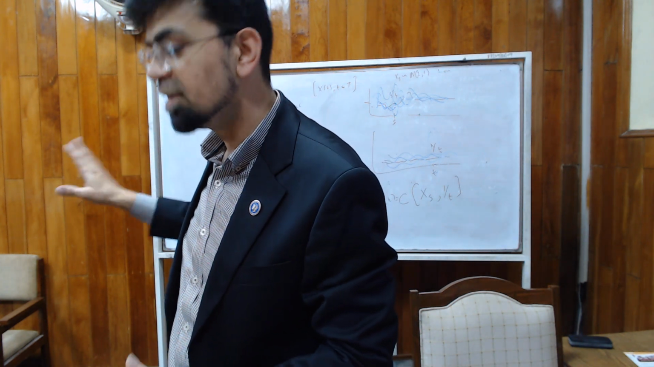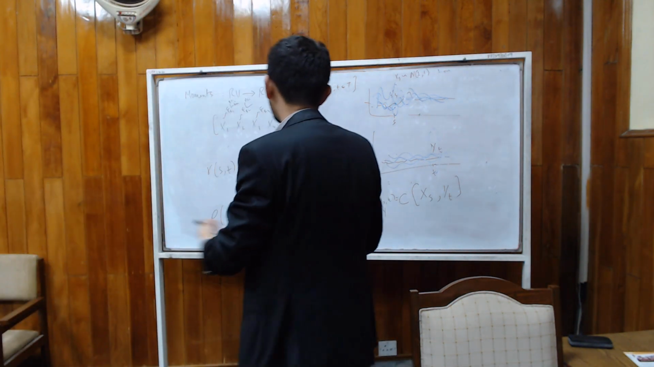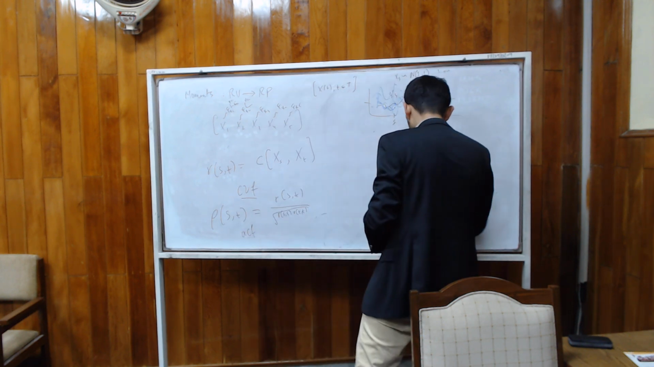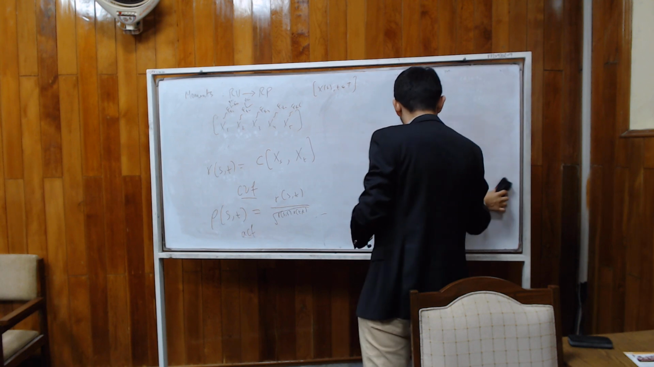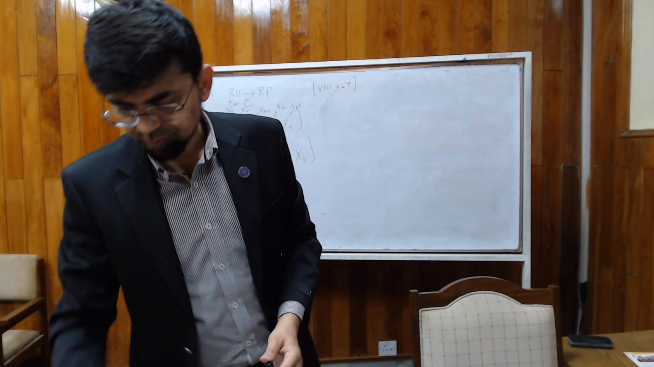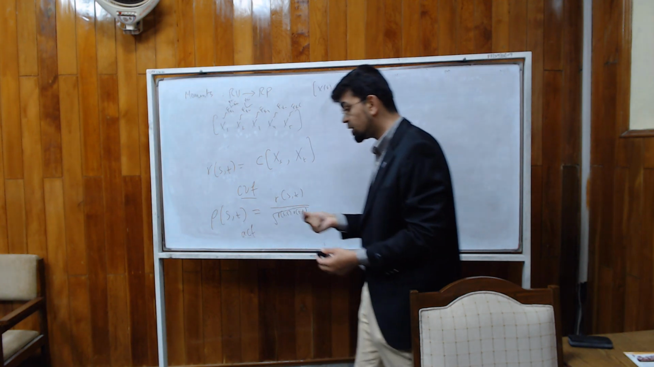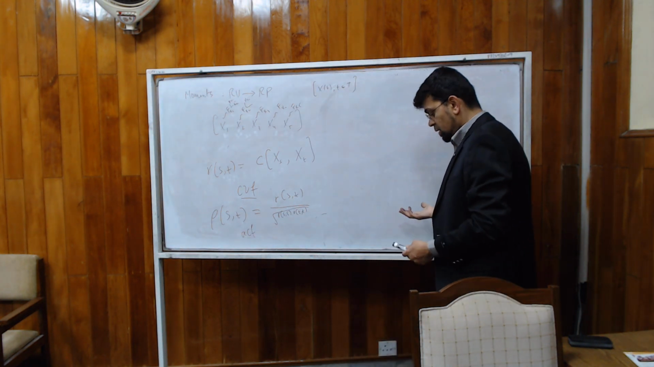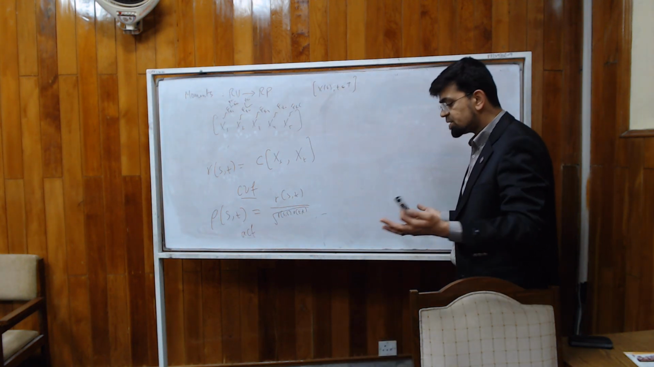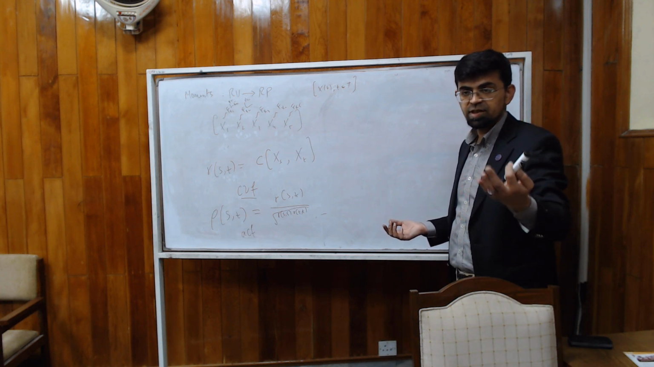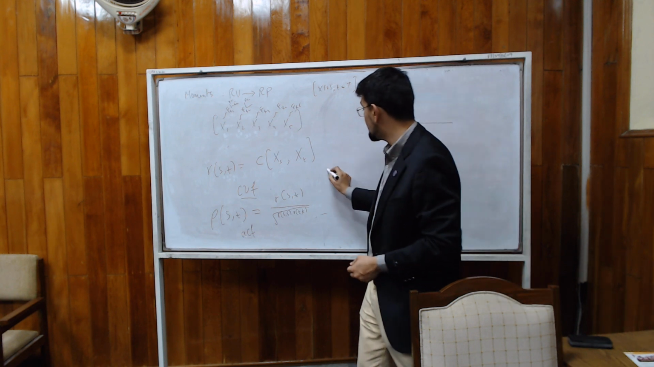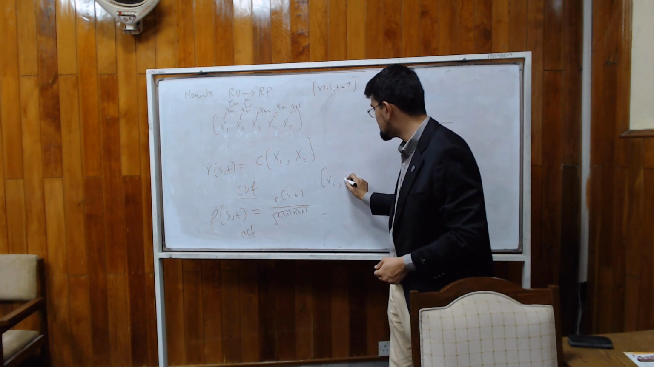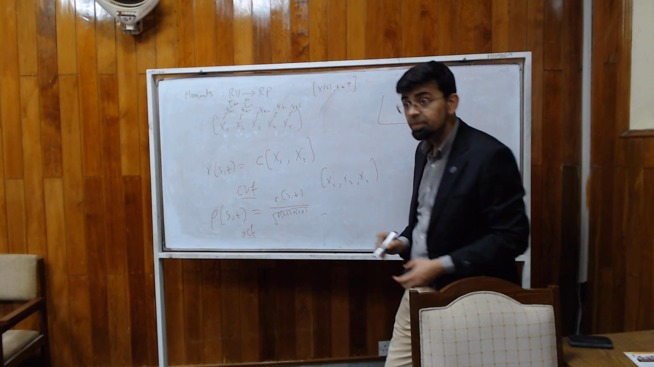I can show you with dice also. Maybe that will be easier. Let's say the simple case: you're throwing a dice three times. So we make a random process. First time what you see, second time, third time what you see.